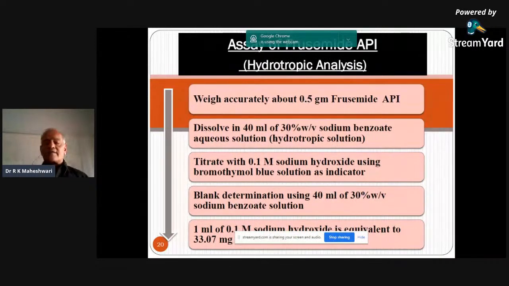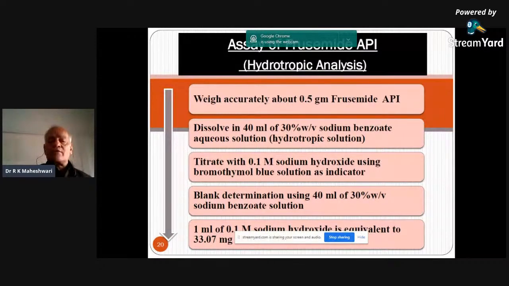Now, I am telling you a safe, eco-friendly method, using hydrotropic solution. Weigh accurately about 0.5 gram fusamide API, dissolve in 40 ml of 30% weight by volume sodium benzoate aqueous solution, which is the hydrotropic solution. Because of hydrotropic solubilization, you get a very clear solution of fusamide in this 40 ml of 30% weight by volume sodium benzoate solution. Then you titrate this solution with 0.1 molar sodium hydroxide using bromothymol blue solution as indicator. Suppose you have got X ml of 0.1 molar NaOH solution.